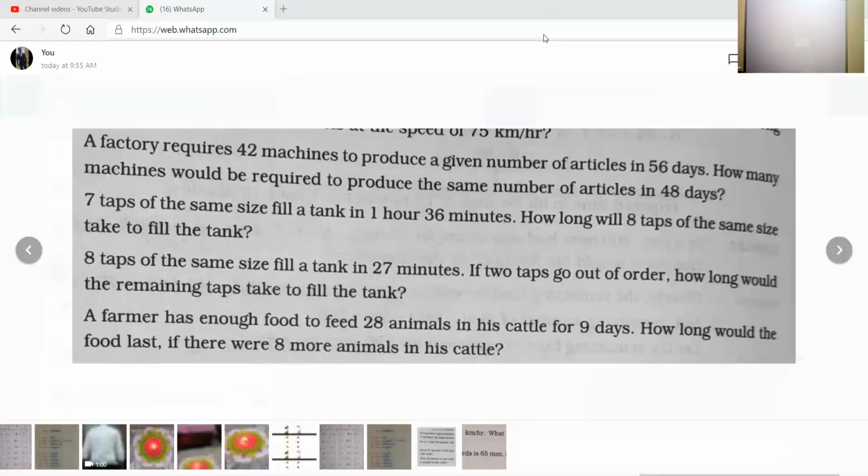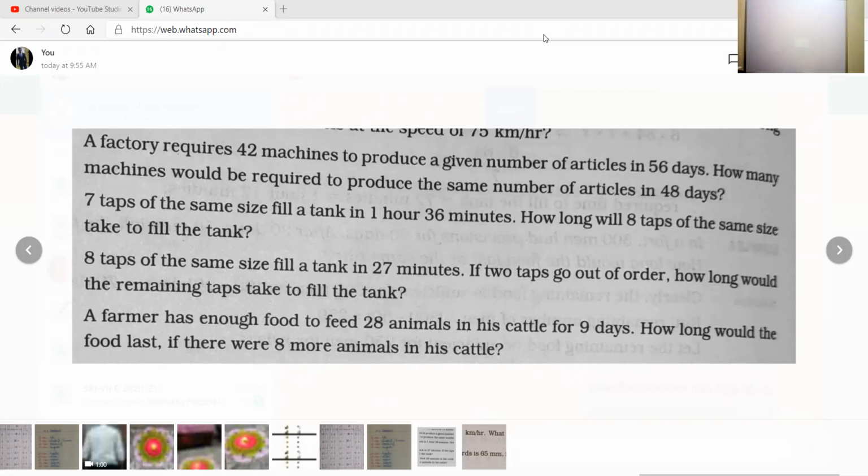Third one. 8 taps of the same size. Again, the same type of question. If the number of taps is greater, the tank will fill in less time. So again, inverse variation. And the answer is 36 minutes. Correct answer.